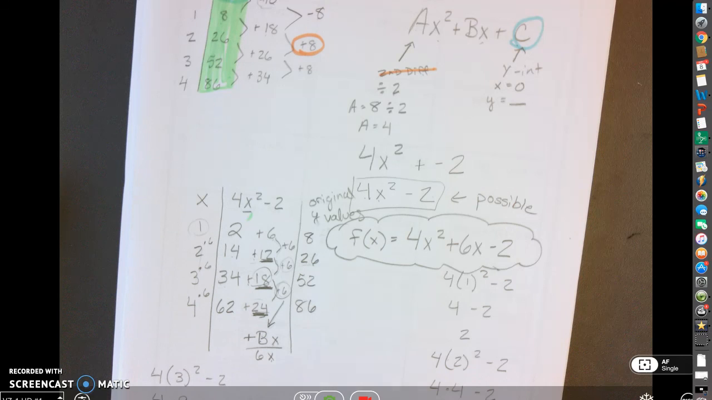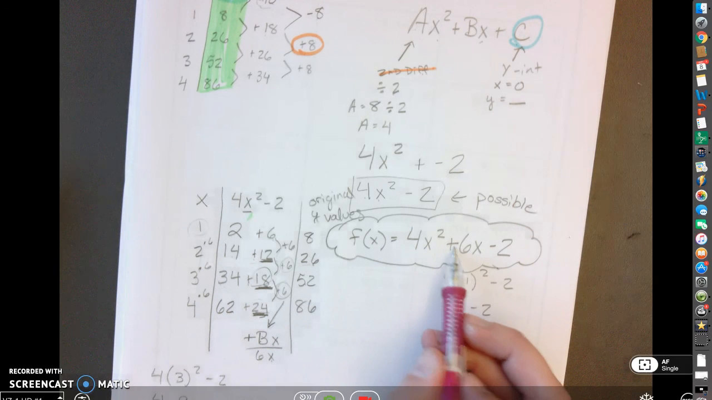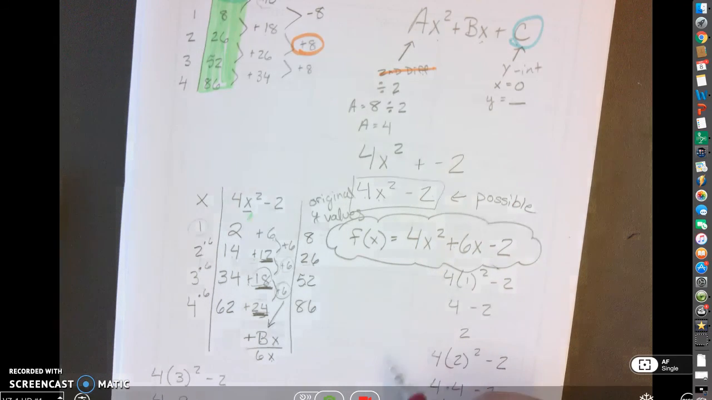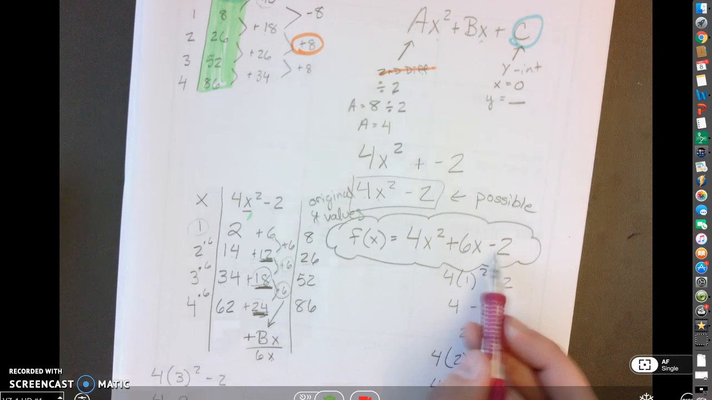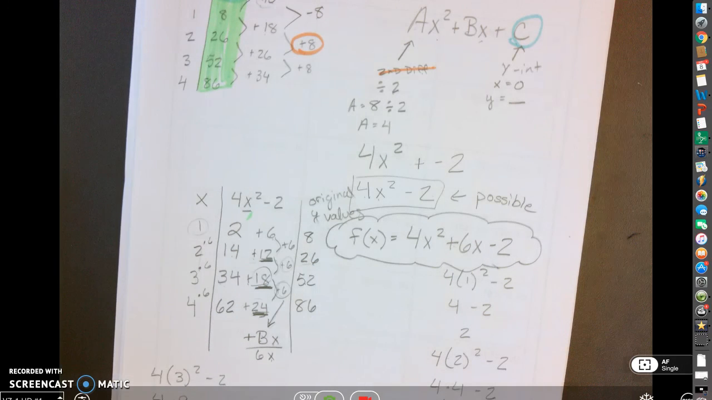So our final equation is 4x squared plus 6x, that's what I had to adjust it by, minus 2. And there you go. There's your final explicit equation.